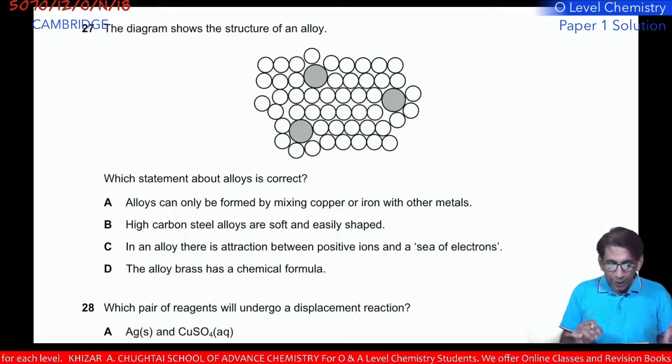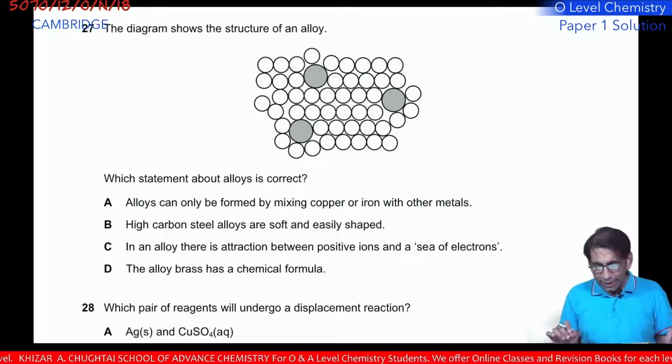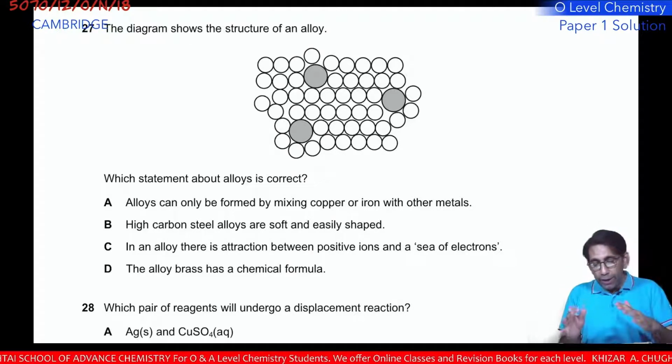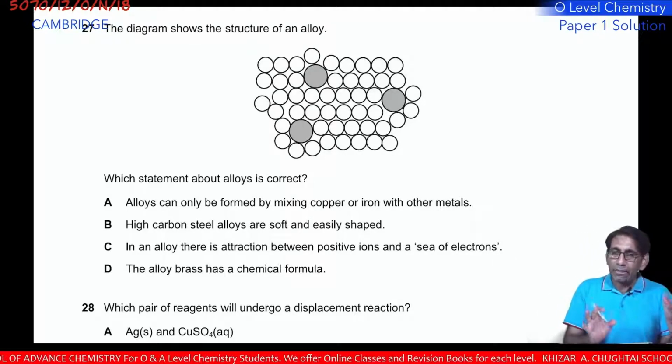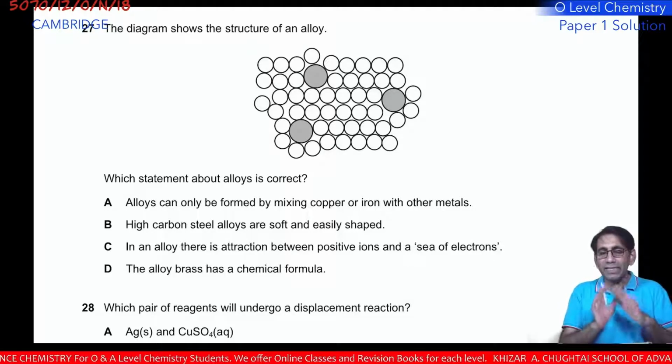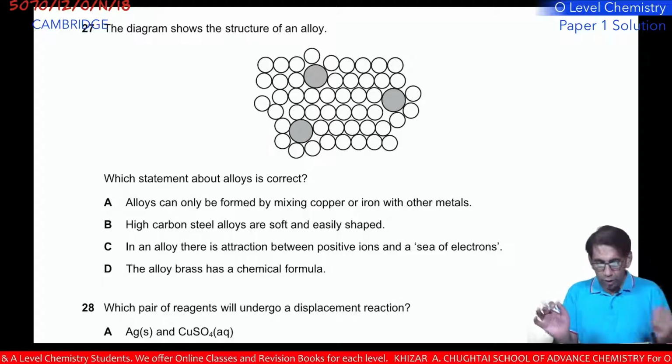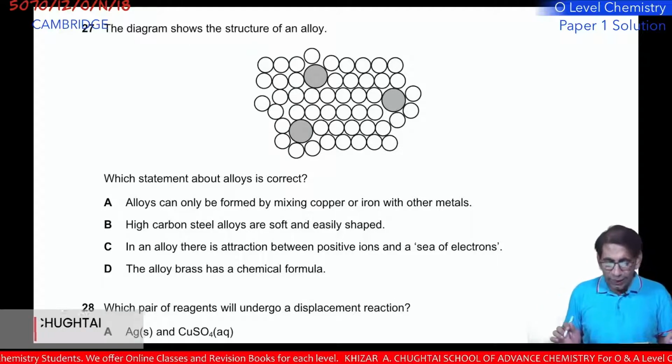In an alloy, there is attraction between the positive ions and the sea of electrons. Yes, it is correct. Alloys and simple metals both have the same sort of bonding, said to be the metallic bond. So this is the correct one.